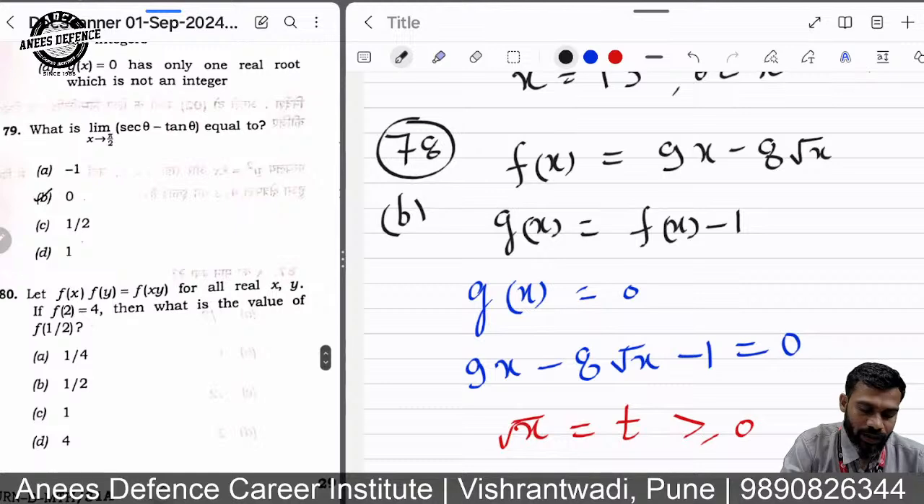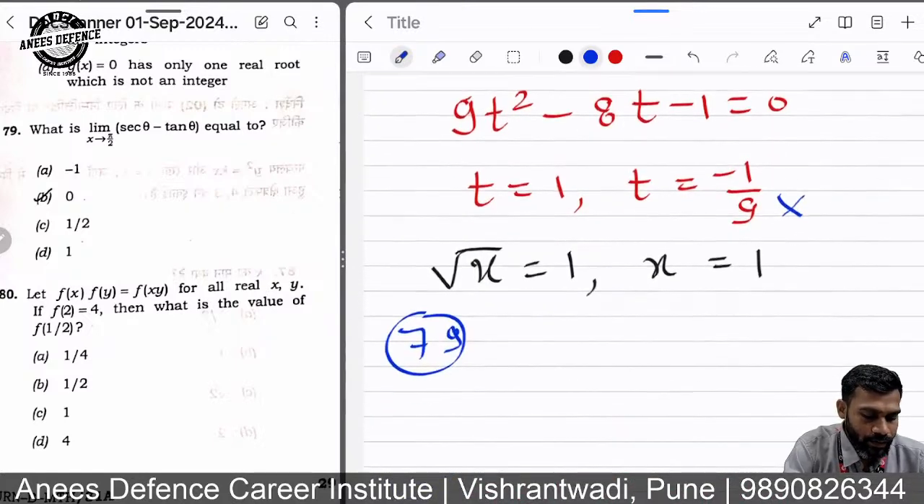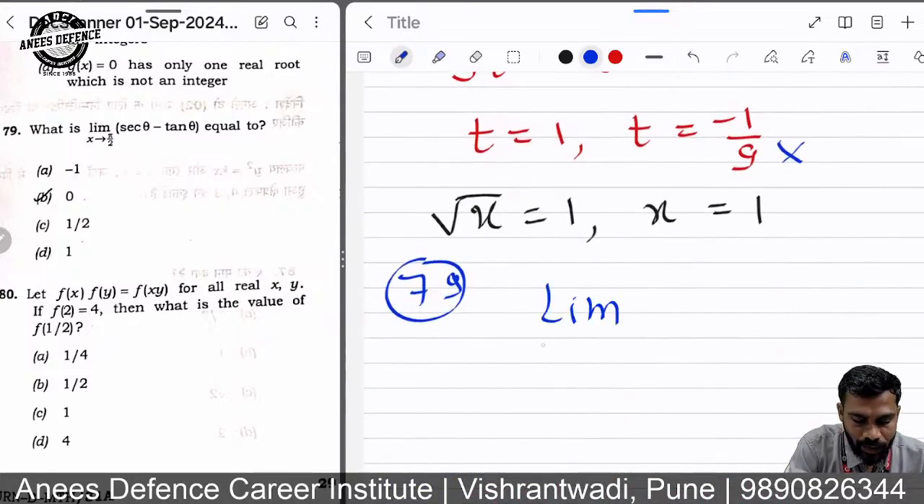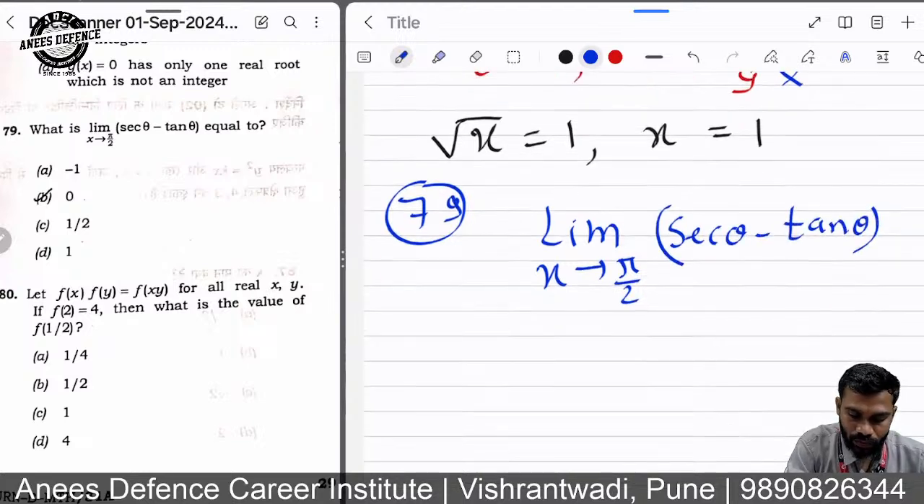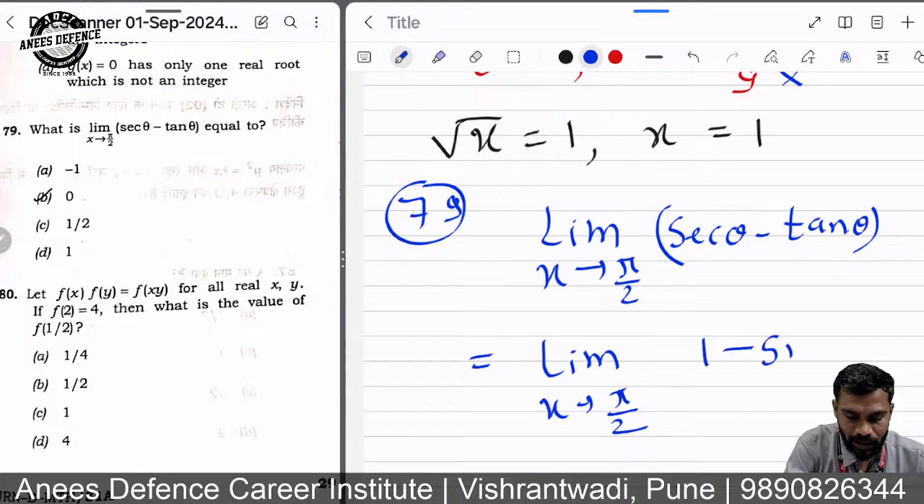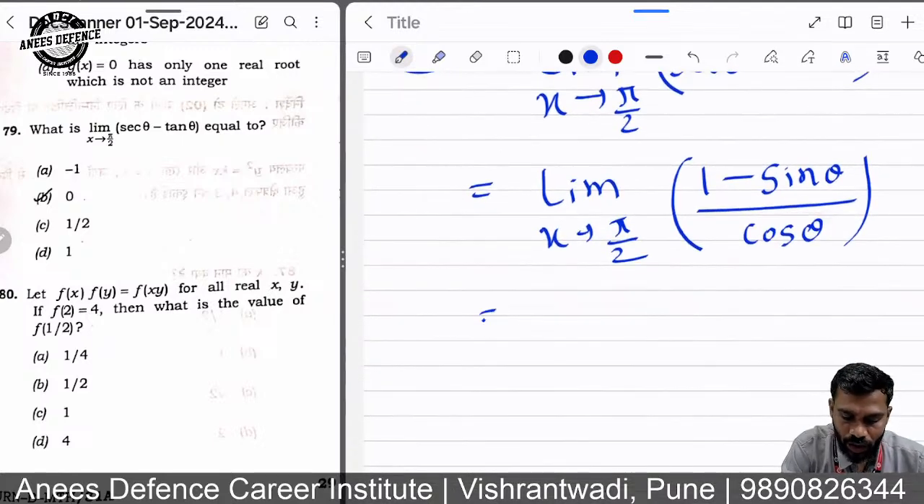Next, this is very easy. So what we can do, question number 79. We have got limit x tending towards pi by 2 of sec theta minus tan theta, right? So that will be equal to limit x tending towards pi by 2. Sec theta means 1 by cos, so I can write 1 minus sin theta over cos theta. As you can see, this is 0 by 0 form. I can use L'Hopital rule.